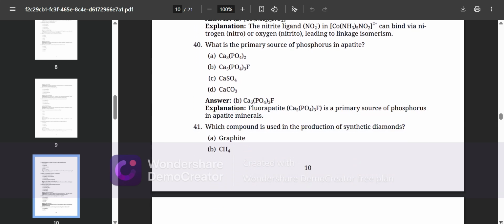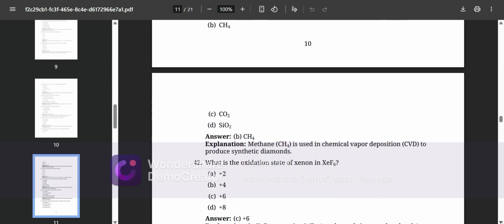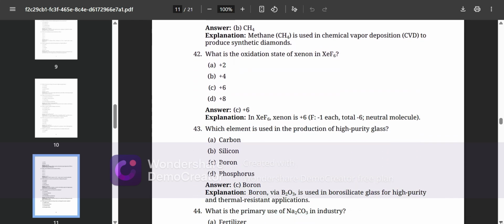What is the primary source of phosphorus in apatite? Ca5(PO4)3F. Fluorapatite Ca5(PO4)3F is a primary source of phosphorus in apatite minerals. Which compound is used in the production of synthetic diamond? CH4. Methane CH4 is used in chemical vapor deposition (CVD) to produce synthetic diamonds.